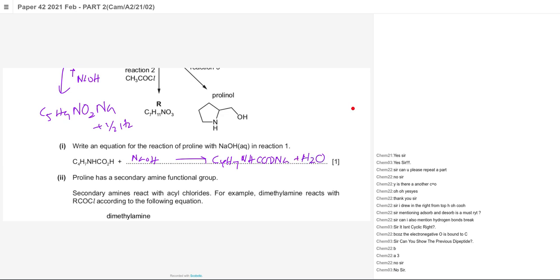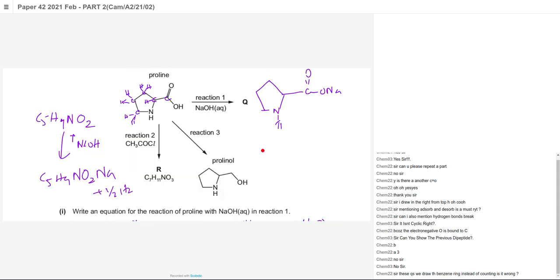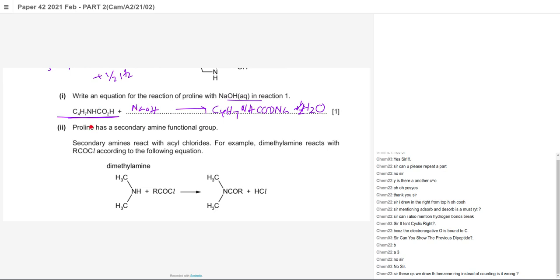Sodium would give you hydrogen, but with sodium hydroxide, it will be water because it's an acid-alkali reaction. So that will be half H2O, right? In these questions, we draw the benzene ring instead of counting it. That is wrong when you write the equation in molecular formula form, not displayed formula form. It's already given as a molecular formula here.